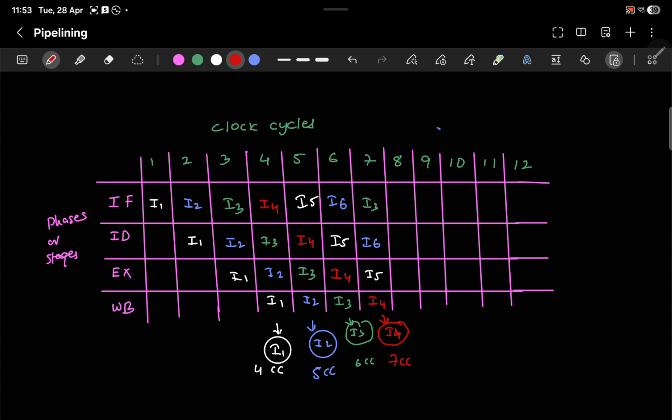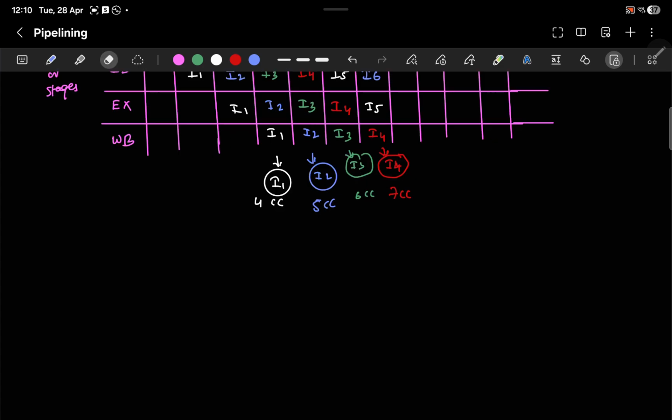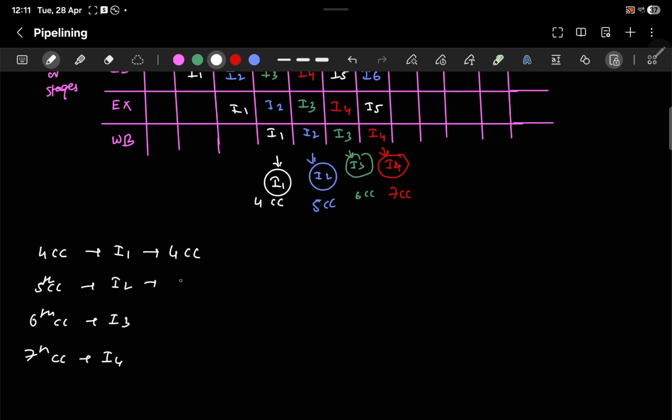Now you can see that after the 7th clock cycle, I4 will complete its execution. Can you see that? So what you observe is that after 4 clock cycles, I1 will come out. At the 5th clock cycle, I2 will come out. At the 6th clock cycle, I3 will come out. At the 7th clock cycle, I4 will come out, and so on, right? So for I1 to come out, it has taken 4 clock cycles. After that, I2, I3, I4 are coming out within one clock cycle each, right?